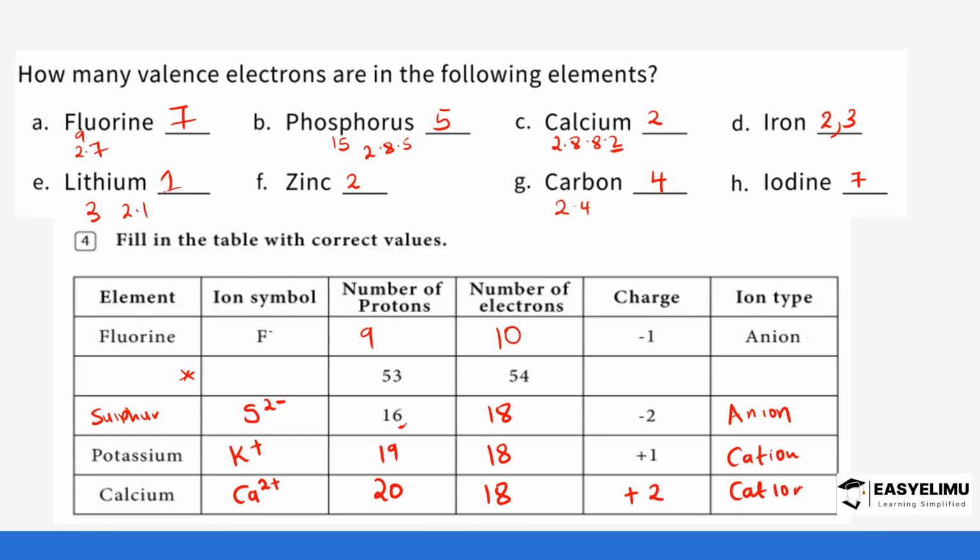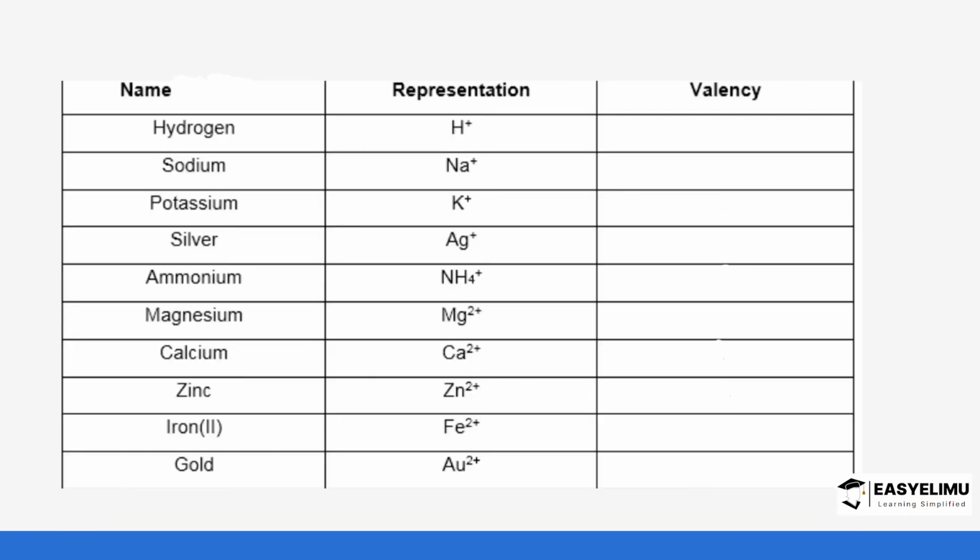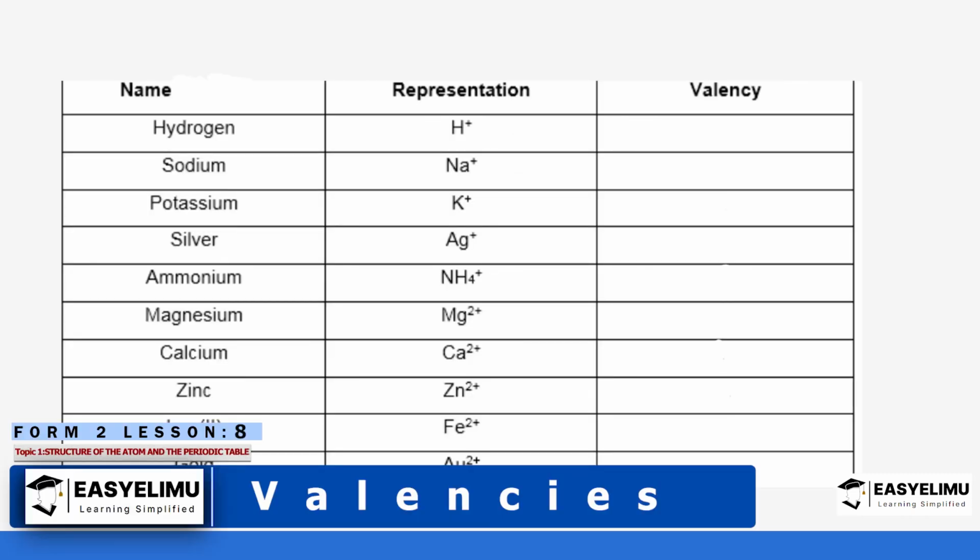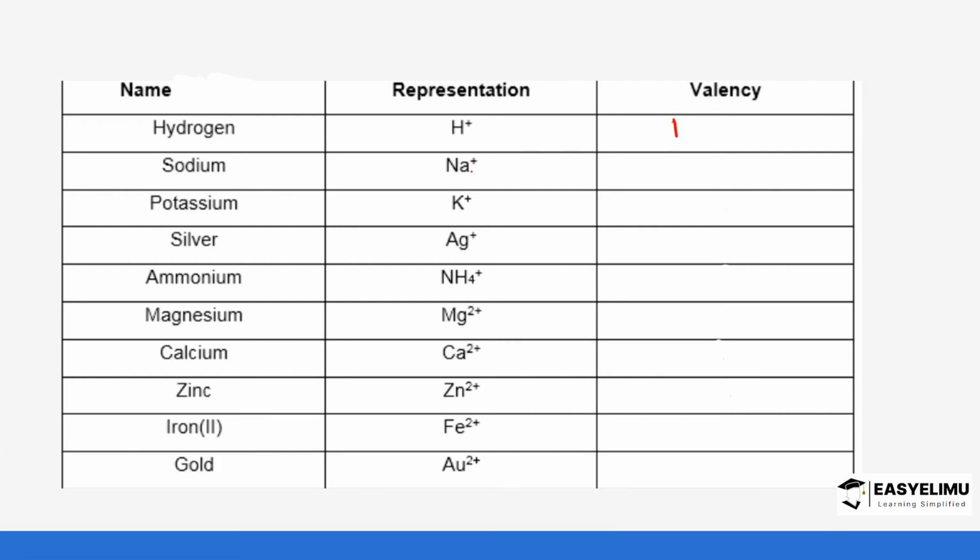So that brings us to the end of valency and valence. I hope you have been able to understand. So looking at one more last example, the valency of hydrogen is going to be 1 from the charge. Sodium is going to be 1. Potassium is going to be 1. Silver is going to be 1. Ammonium ion is going to be 1. Magnesium is going to be 2.